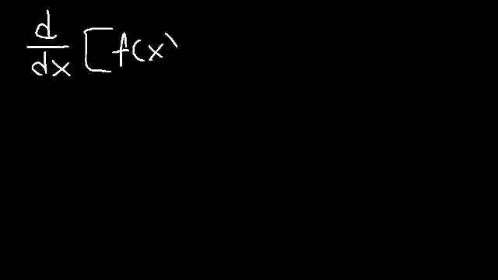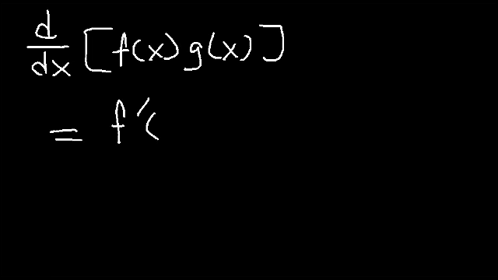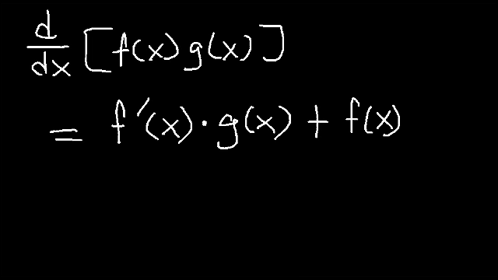So let's say we want to find the derivative of two functions that are multiplied to each other. So the derivative of f of x times g of x is equal to f prime of x, the derivative of the first part, multiplied by g of x. The second part is going to stay the same, plus keep the first part the same, times the derivative of the second part. So that's the main idea behind the product rule.